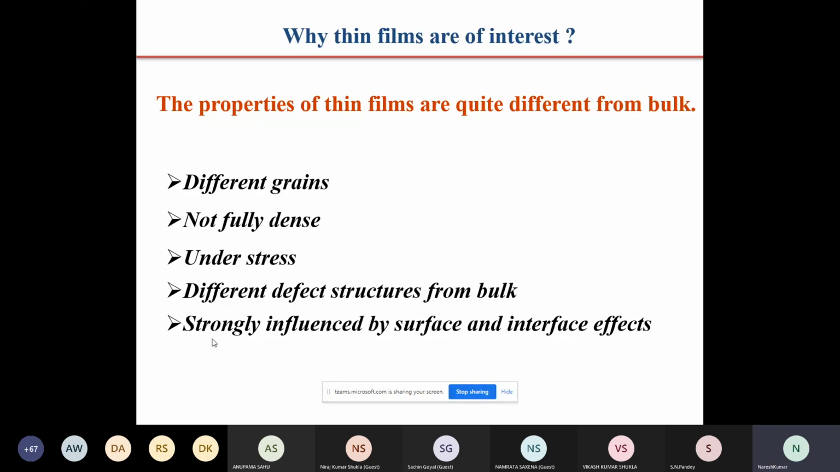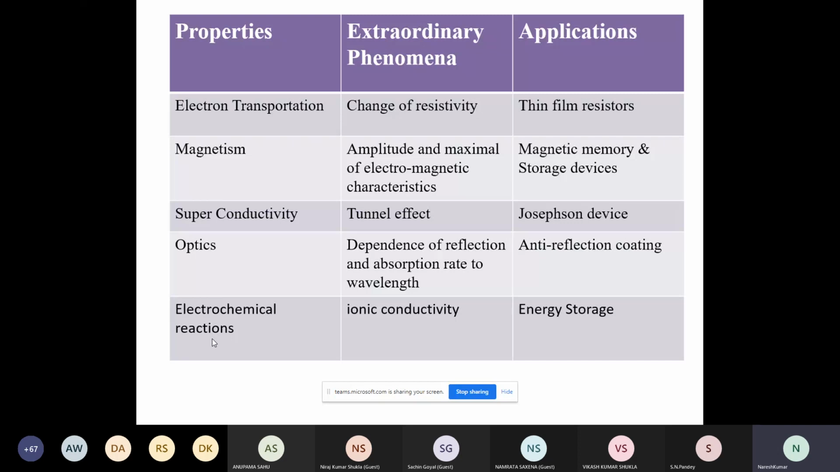Now, based on the properties, my thin films may have different applications. Almost in every area, you will find there are applications. Some of the slides you might have, that's fine. I'm just discussing a few examples. When I look at electron transport, the moment I go from bulk to thin film, there is a change in resistivity, or I would say an increase in resistivity. For example, if you deposit thin films of metallic material, their resistivity may go up. Corresponding applications might be resistors based on thin films.